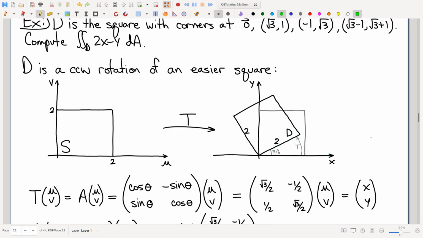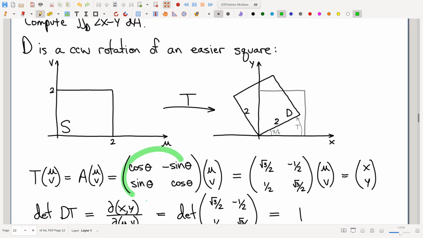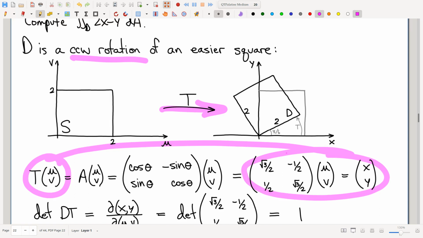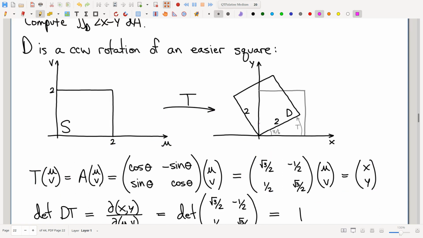So knowing that the angle is pi over 6, the matrix turns into just that. And so here is our explicit formula for our change of variables function. Our counterclockwise rotation is computed by that formula right there. Okay. All right, now it's all over.